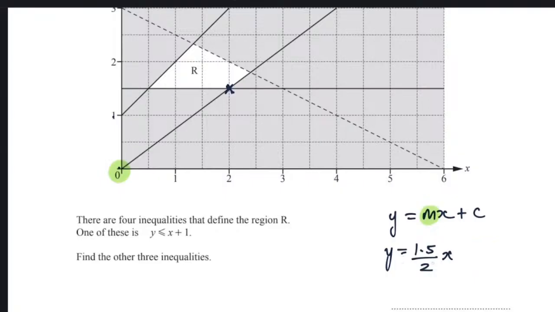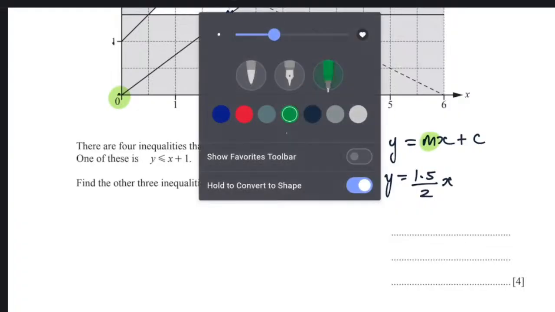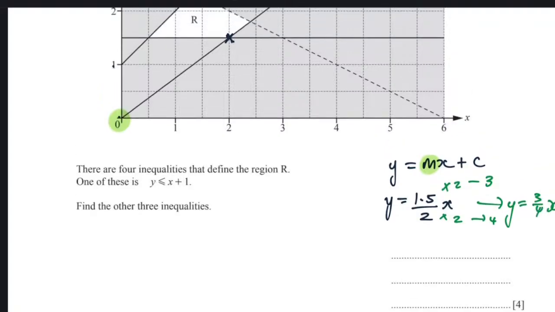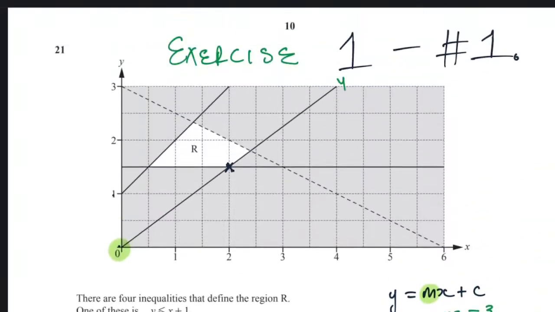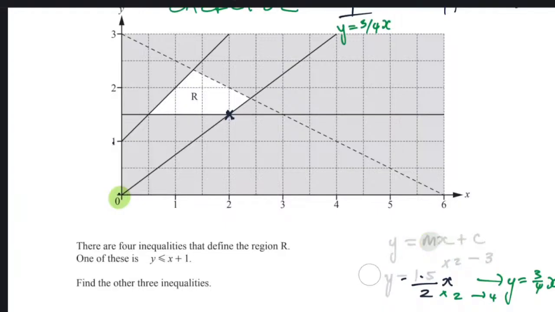Y is 1.5 over 2x, which, if you want to change 1.5 to a whole number, you multiply it by 2. It becomes 3, which means here you also multiply it by 2. This becomes 4. So you end up having y is equal to 3 over 4x. This is this one here. Y is 3 over 4x plus 0. So it's like that. Then you have it.